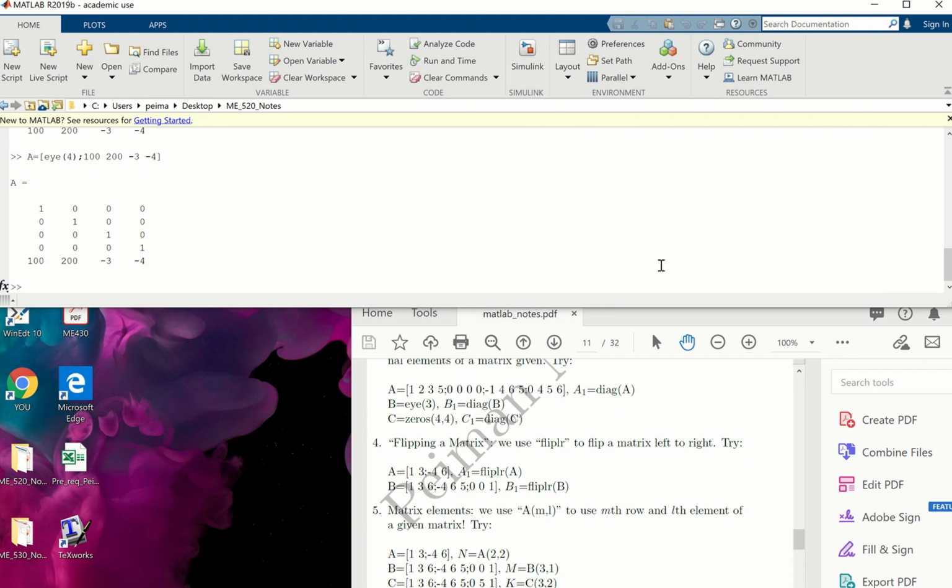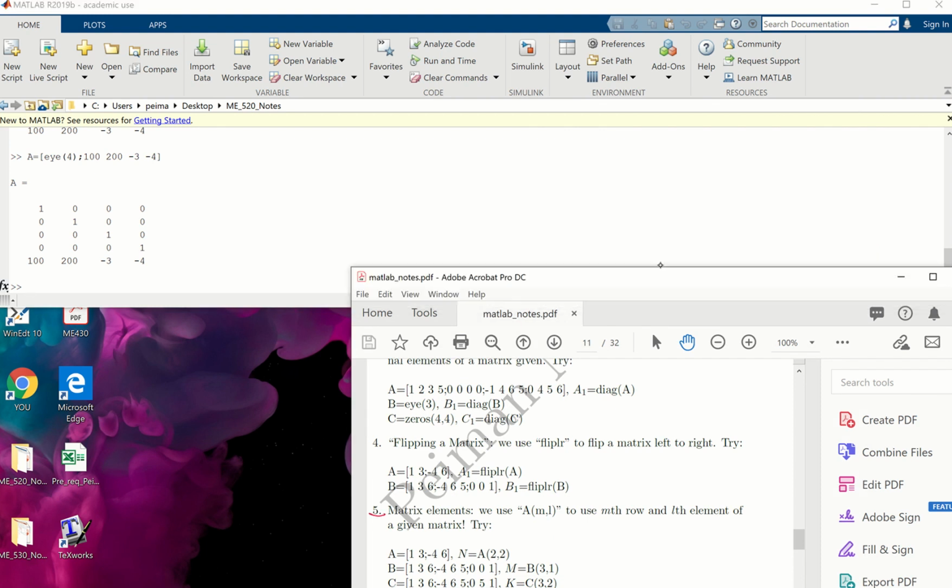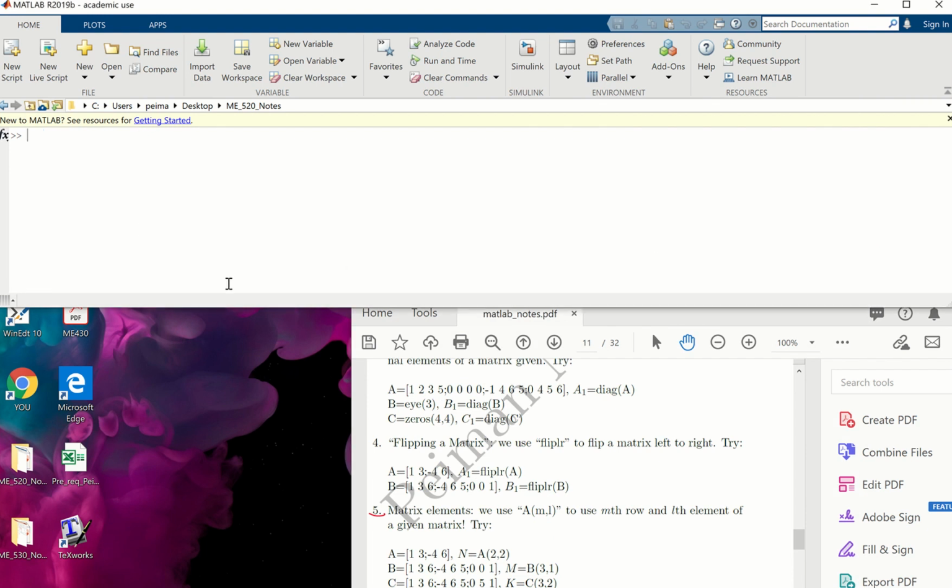That's it. Now let's go to section 5. I'm talking about matrix elements. We use A(m, l) to get the mth row and lth element of a given matrix. So let us do it together here. If you have a given matrix of 3 by 4, I'm going to teach you the real applications of these operations when we go to parts 10, 15, and 20.